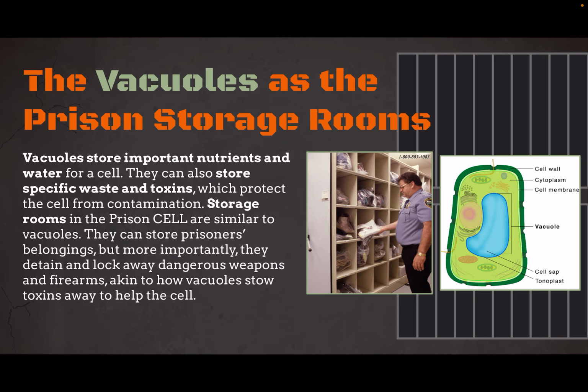The vacuoles as prison storage rooms. Vacuoles store important nutrients and water for a cell. They can also store specific waste and toxins, which protect the cell from contamination. Storage rooms in the prison cell are similar to vacuoles. They can store prisoners' belongings, but more importantly, they detain and lock away dangerous weapons and firearms, akin to how vacuoles stow toxins away to help the cell.